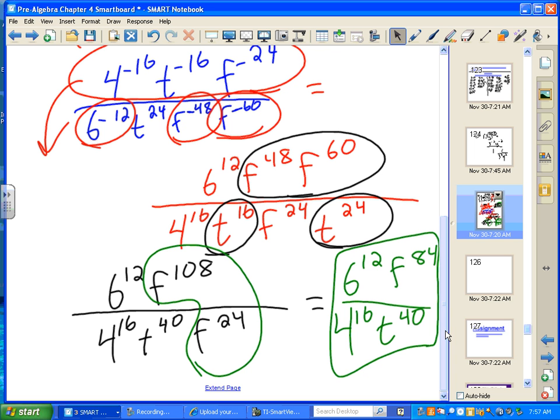True. Okay, Annalise. You tell me. Can you simplify those? Why not? Right. Can't simplify them. Why not, Annalise? Yeah, the bases are different. So that's our final answer, completely simplified in exponential form. So it's really not that bad, right?